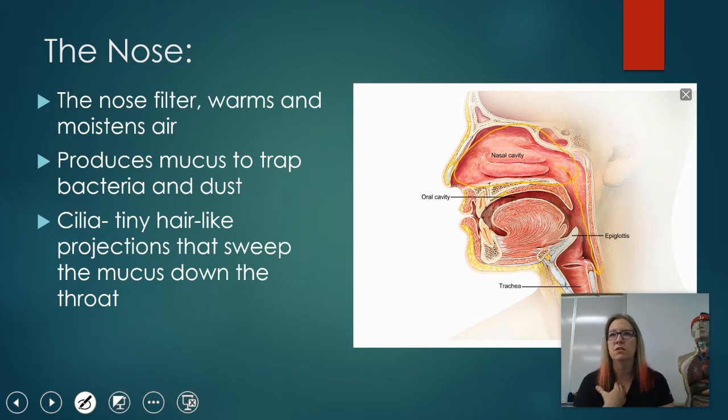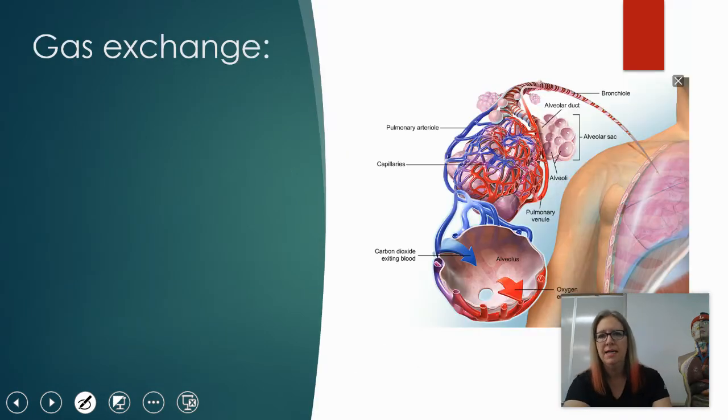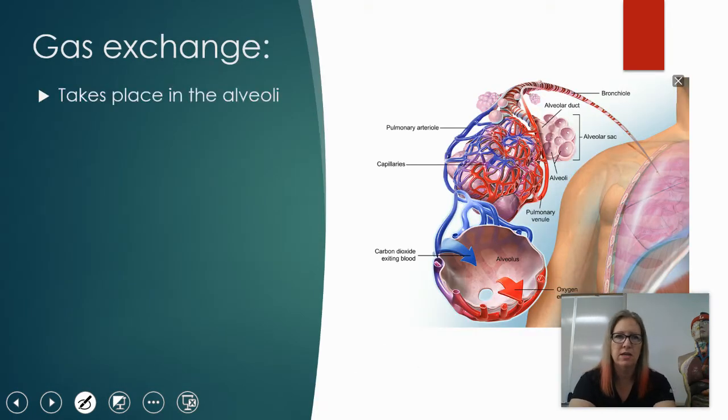And I'm not talking about hacking loogies and swallowing that. I'm talking about just normal stuff being swept down your throat. The reason that's okay is because your stomach has stomach acid in it, and it actually can kill all that bad stuff that you don't want in your body. And so God designed these little projections to pass it on down into your esophagus. Pretty cool.